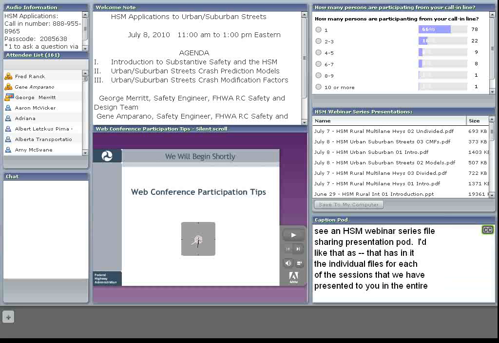We are going to present the material today to you in 3 sessions: an introduction, the crash prediction models for urban suburban streets, and also a 3rd session on the appropriate crash modification factors.